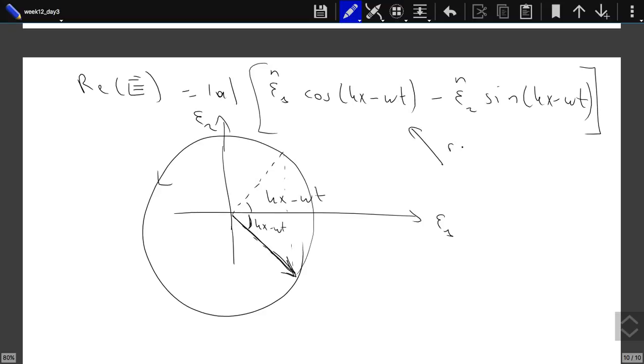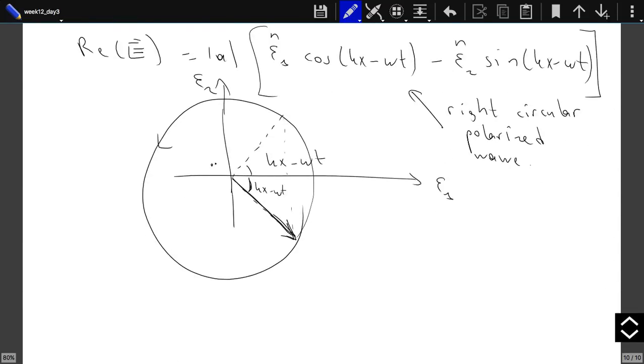This is a right-handed circular polarized wave. If that sign in between was positive, it will be left circular polarized. Well, the easiest way to determine this right and the left: this is the direction of k. So just choose your right hand, your thumb in the direction of the k, so your fingers show the direction of rotation of the polarization vector.